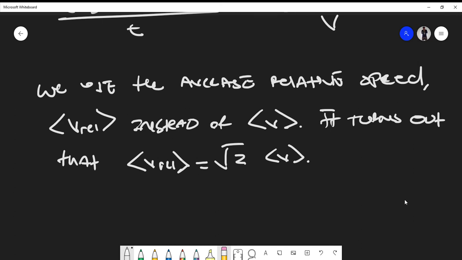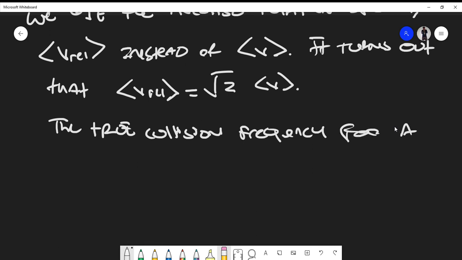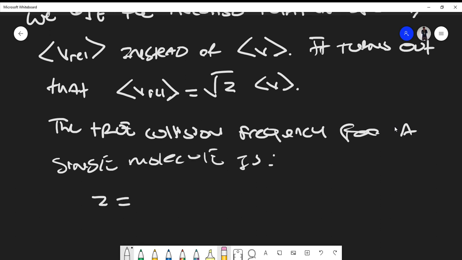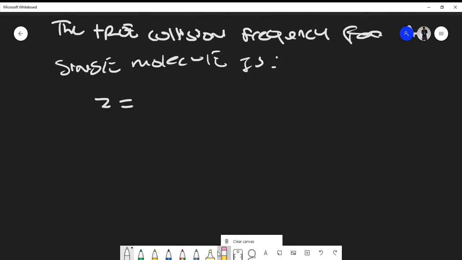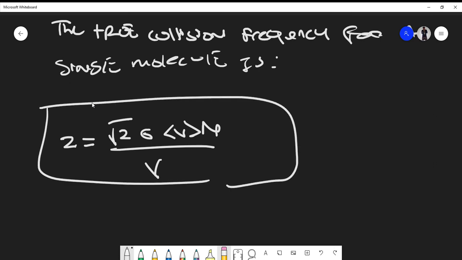And so the true collision frequency for a single molecule is therefore Z. Z is equal to the square root of 2 times sigma times v times N, all divided by big V. This is the formula you need to know for the collision frequency. The units are seconds inverse, or hertz.